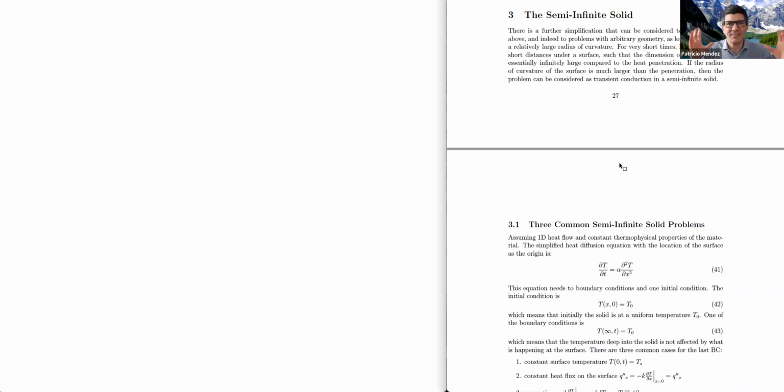Because for things that are so much smaller than the radius of curvature of the earth, we pretend that the radius of curvature is infinite, and things are indeed flat. So the case of the semi-infinite solid is much as the case of the plane wall. If the penetration is not very deep, we forget about the curvature if the radius of curvature is much bigger than the penetration. And our ideal model is that of a semi-infinite solid.